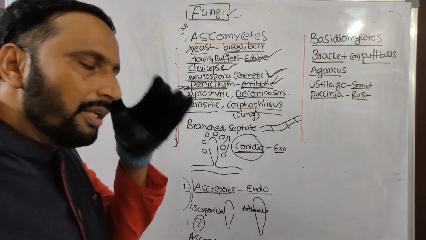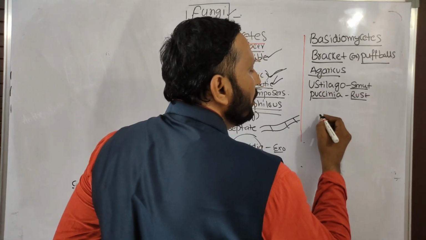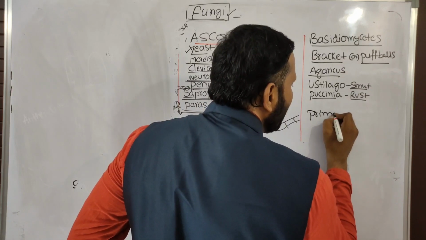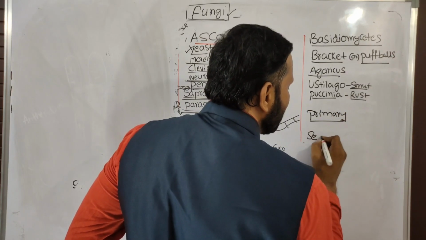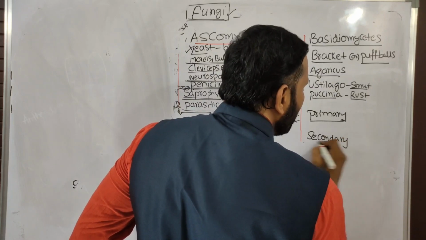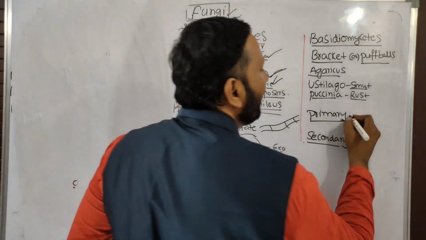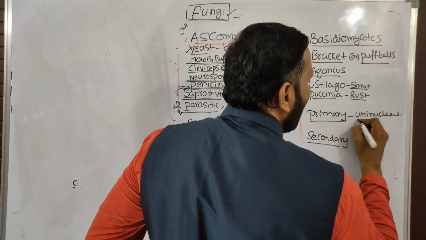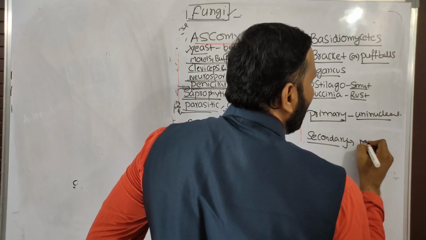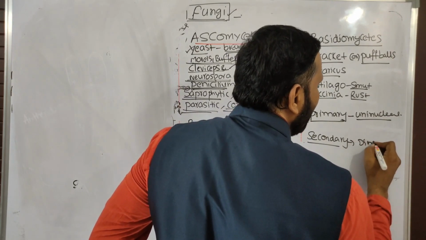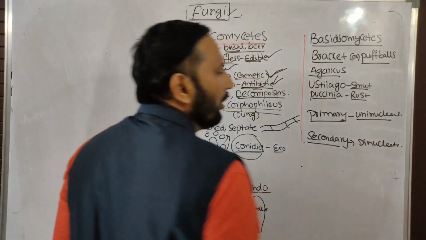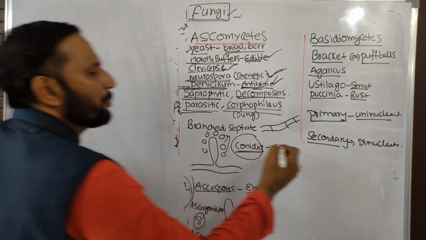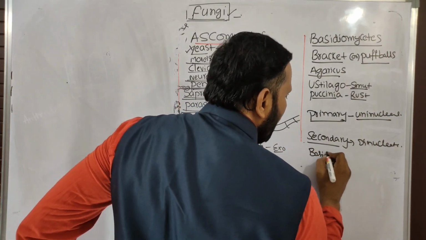Especially in the Basidiomycetes, in their life cycle, two types of mycelium are present: promycelium or primary mycelium, and the second one is secondary mycelium. So what is the difference between primary mycelium and secondary mycelium? In the primary mycelium, only the uninucleate condition is present, that is unicellular. Whereas the secondary mycelium is in the dinucleate condition, dinucleate. So, for example, in the primary mycelium, basidiospores are formed.